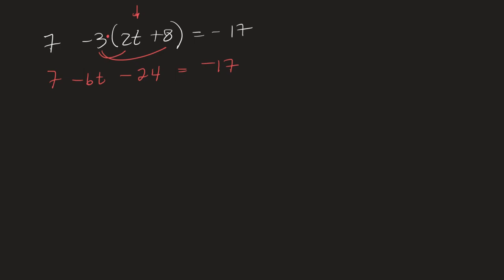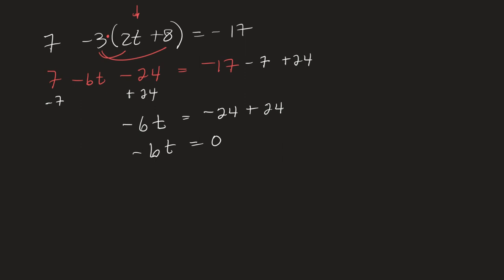Then I'll leave my t there, and I'm going to move the 7 to the other side and the 24. Notice I did the opposite operations there. So I'll have a minus 7 and a positive 24. So on the left side, I'll have a minus 6t. And then minus 17 minus 7 is negative 24. And negative 24 plus 24, that's 0. So minus 6t is equal to 0. Divide both sides by a negative 6. And you get t being equal to 0.